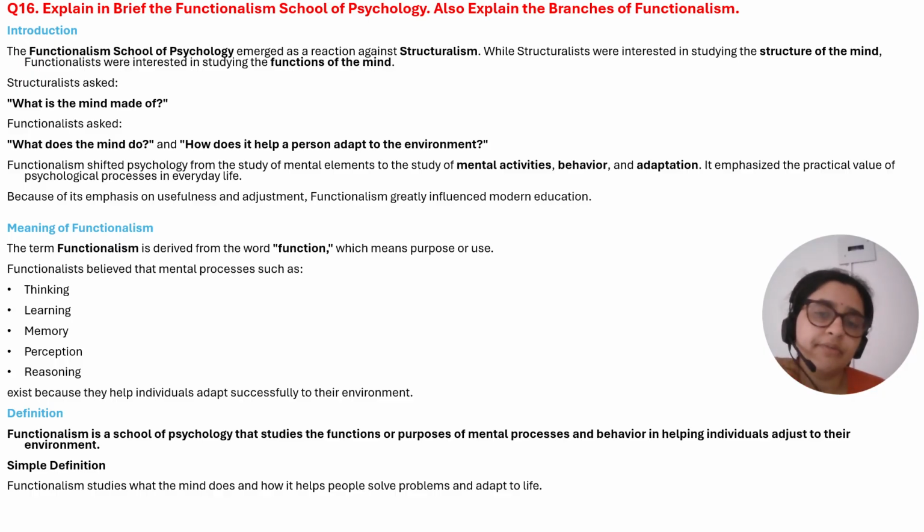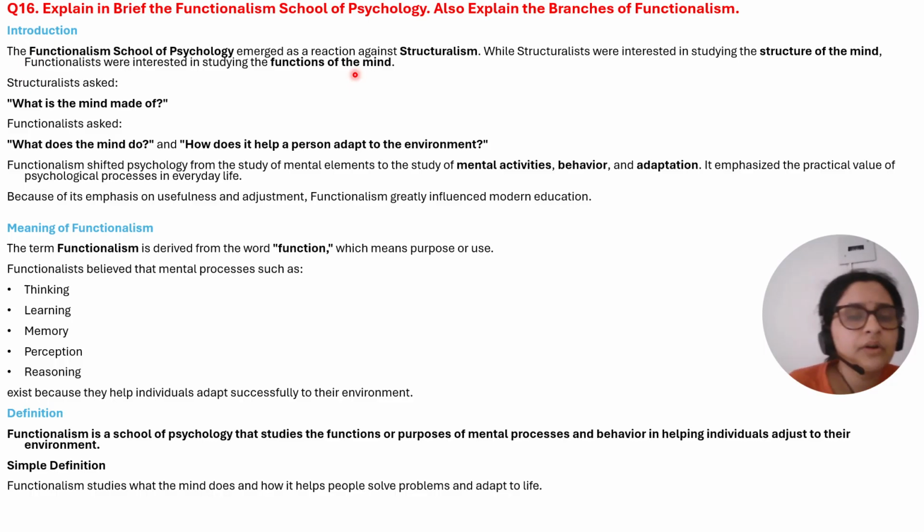Okay, explain in brief the functionalism school of psychology. Also explain the branches of functionalism. So in the previous question, we have seen everything in brief. Now we are seeing in detail. So functionalism emerged as a reaction to structuralism. Structuralism is mainly theory, but functionalism is a practical approach. The structuralists were interested in studying the structure of the mind, that is the theoretical aspects of the mind, whereas functionalists were interested in studying the functions of the mind, that is a practical approach.